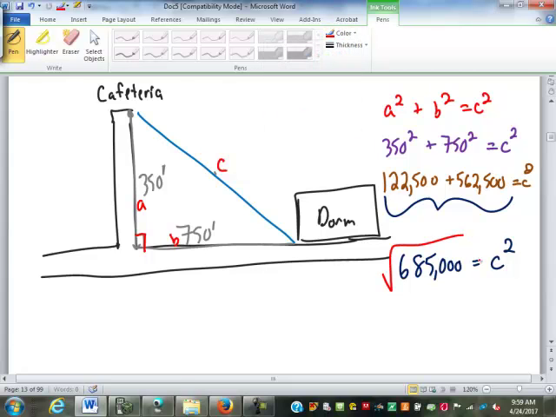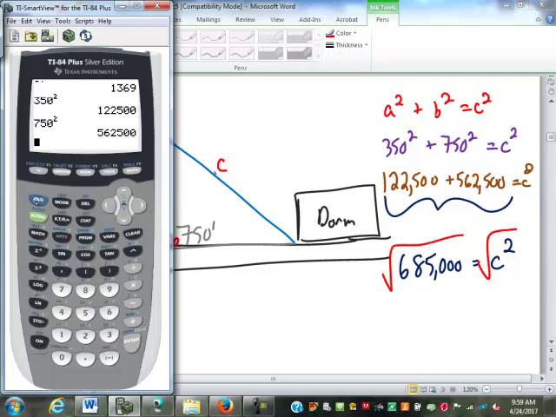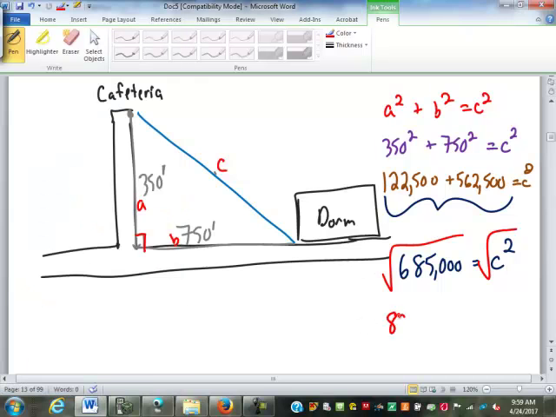So then I square root. What's that? It might be 827.65 feet. Not so bad.